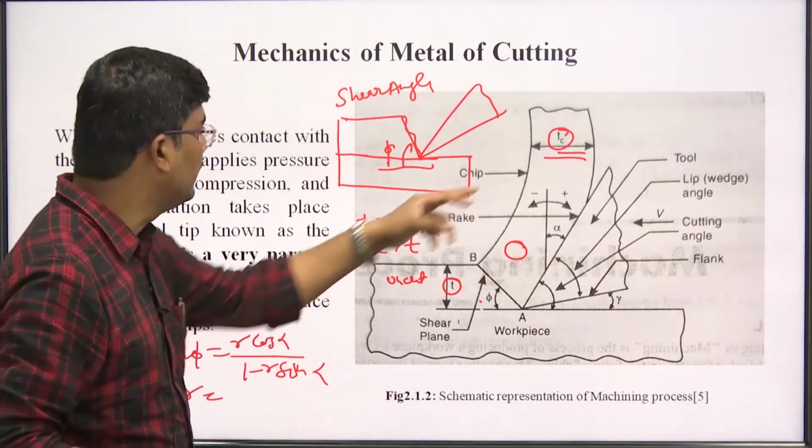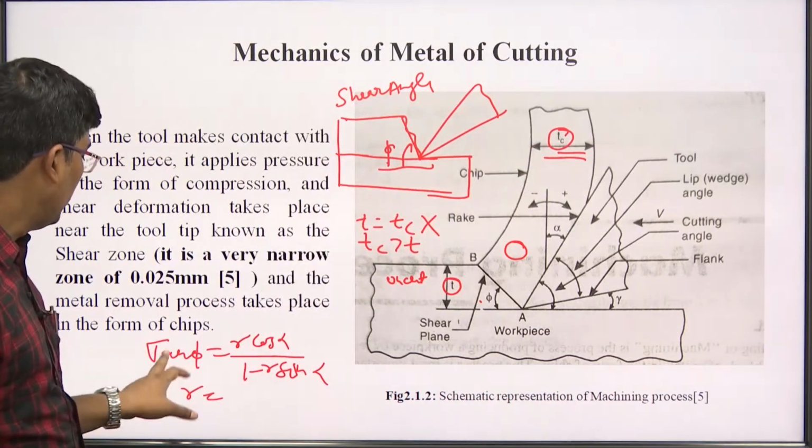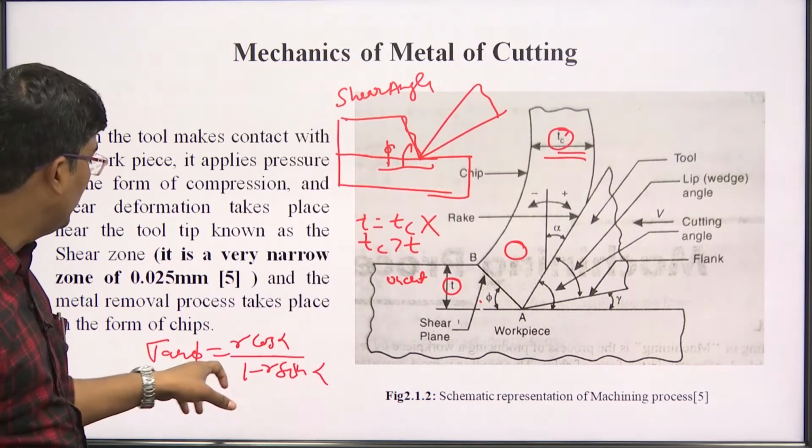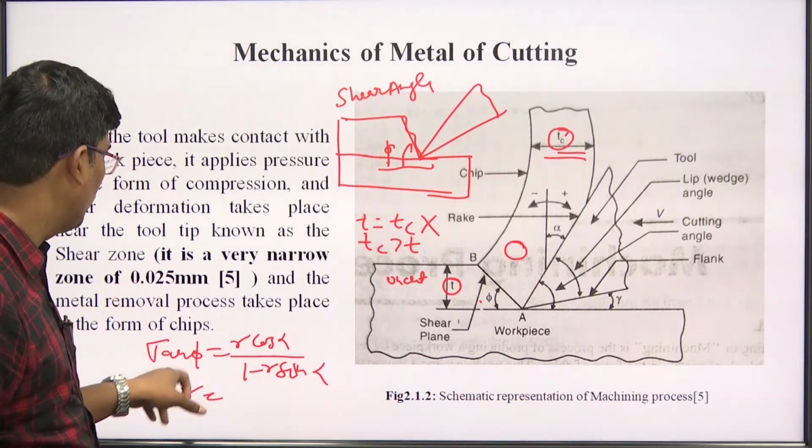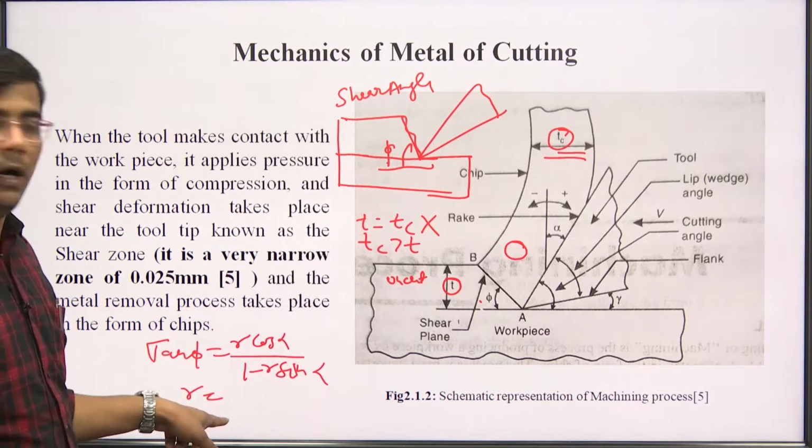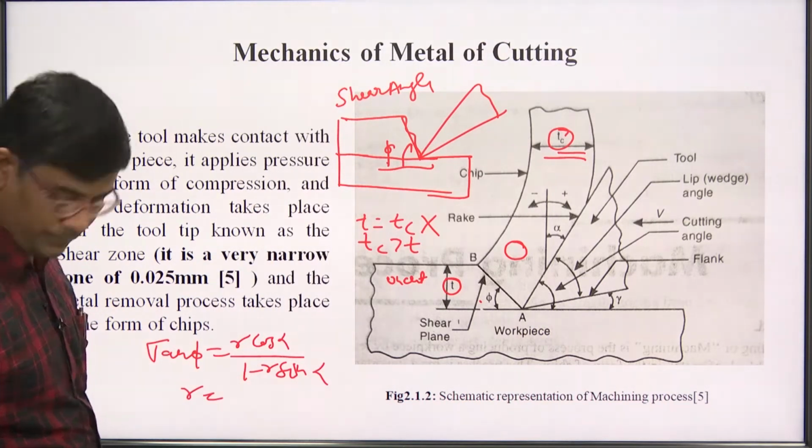t is uncut and tc is the cut thickness of the chip. एंड ये फॉर्मूला हमने आपको बताया जो shear angle और rake angle और chip thickness ratio के बीच में रिलेशन है. tan phi is equal to r cos alpha upon 1 minus r sin alpha. Okay.